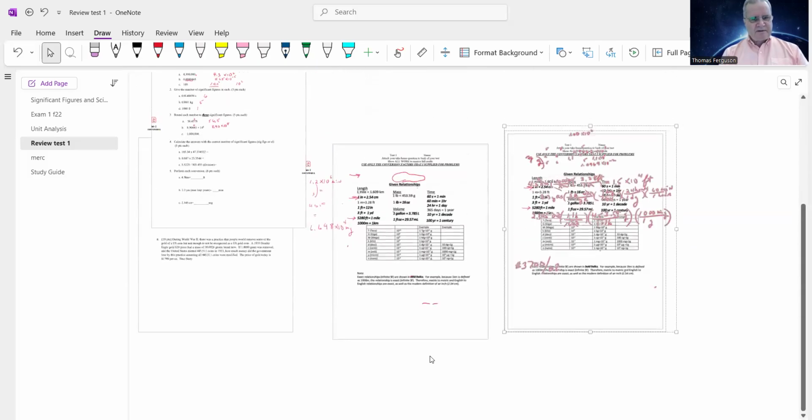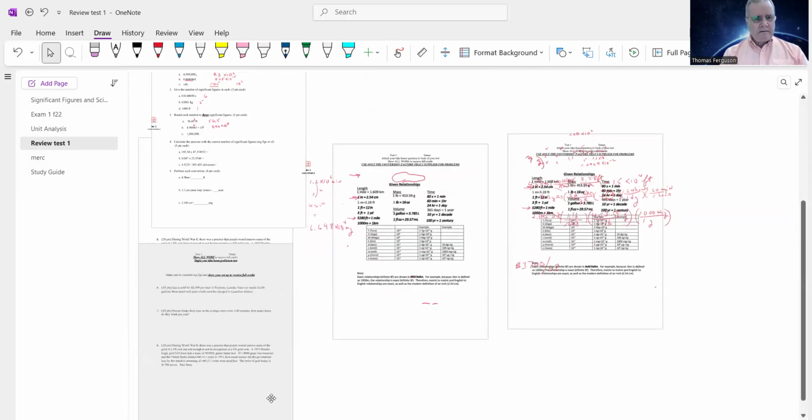There is a page missing. Oh, no, never mind.